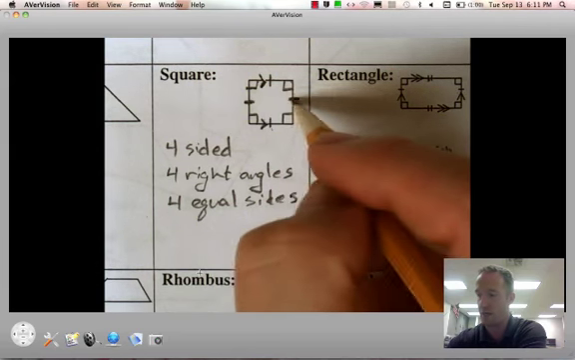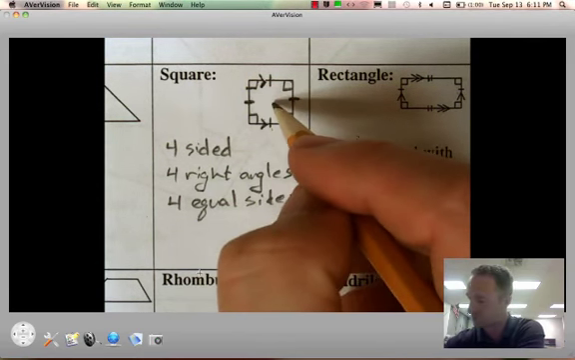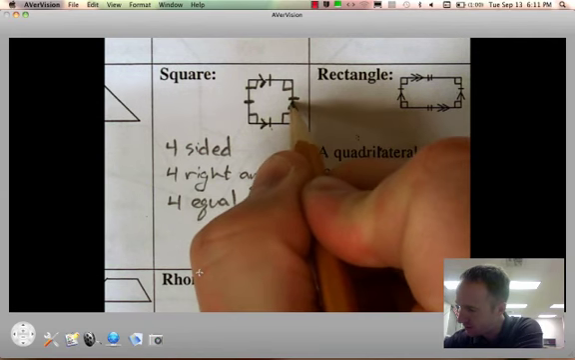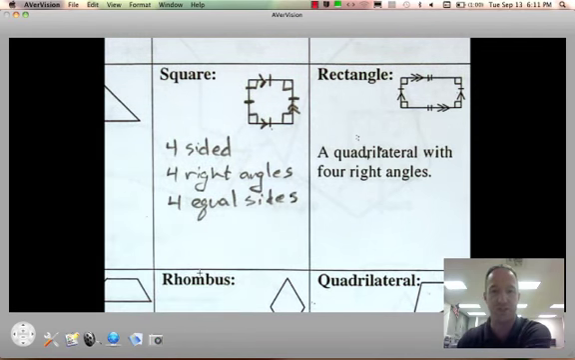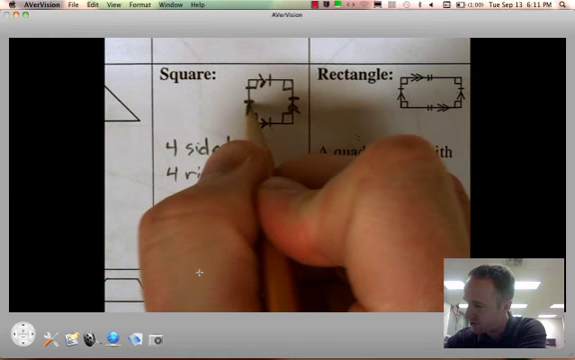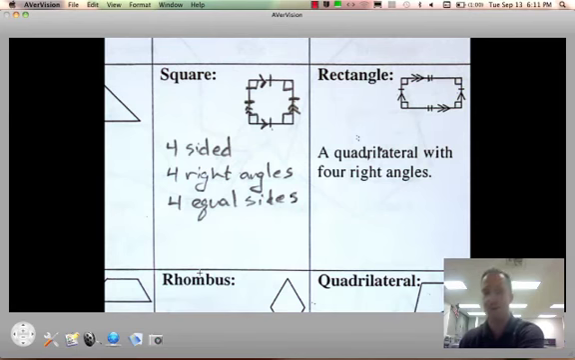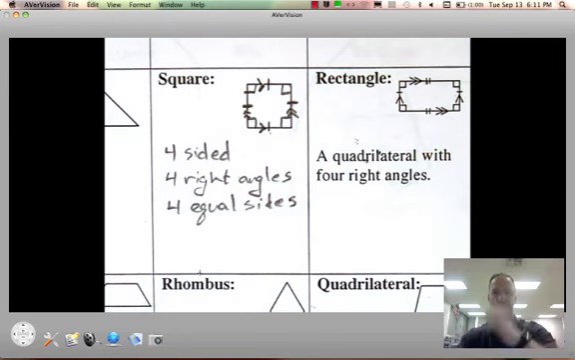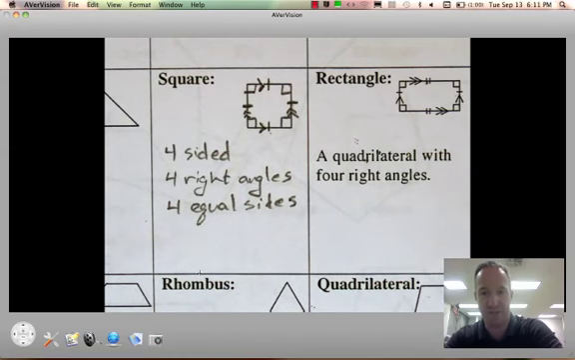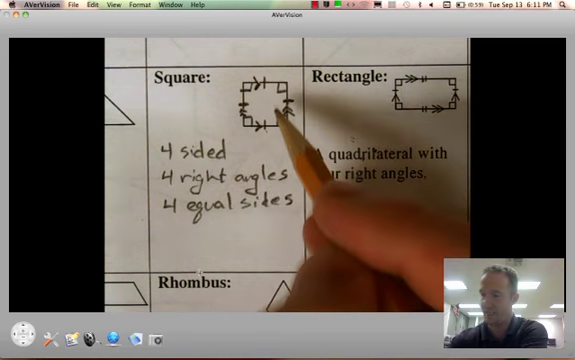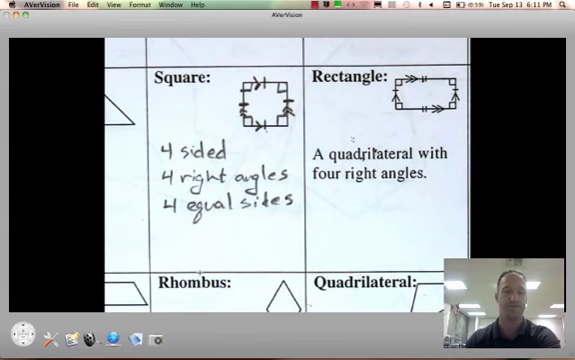I can't put one arrow on these two sides. I've got to put indicated a different way, and we do that using two arrows. That just means that those two sides are parallel. And that is everything we know about a square in words and in our diagram here.